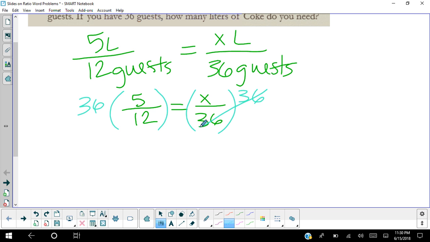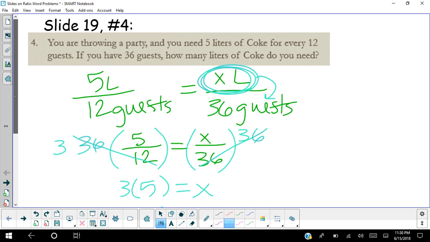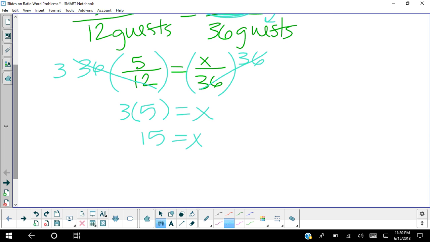The 36s just cancel out exactly on the right side. But on the left side, 36 divided by 12 is 3. So I'm left with 3 times 5 equals X. So 15 equals X. Well, what does that actually mean? That means that I needed 15 liters of Coke per 36 guests. Go up and read if that answers your question: if you have 36 guests, how many liters of Coke do you need? Yep, that figures it out for me. I need 15 liters. Done.